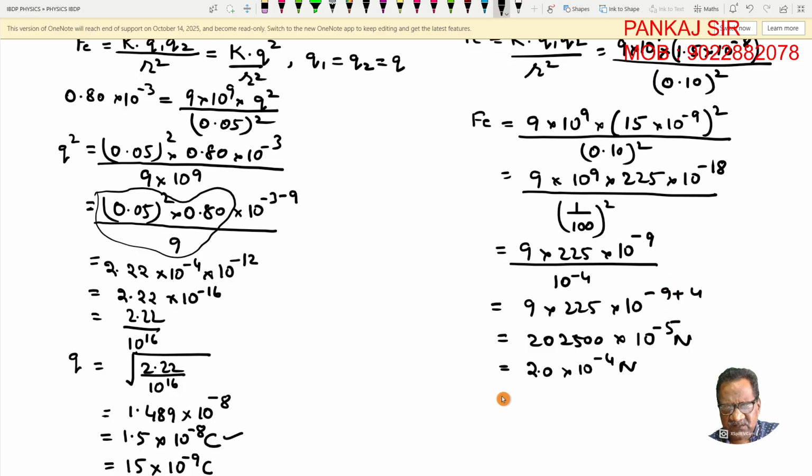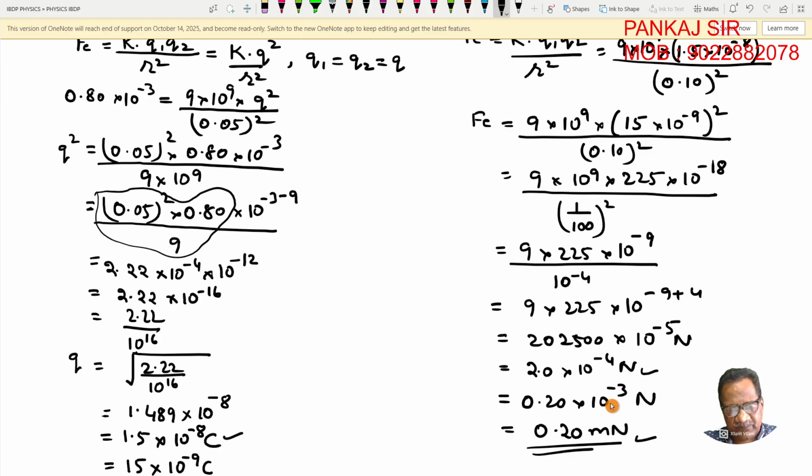Now if you want, you can do one more thing: divide again by 10, so it will become 0.20, and here you multiply by 10, so it will be 10 raised to minus 3 Newton. Now this can be written as 0.20. Instead of 10 raised to minus 3, you can write milli. So even this can be your answer, 0.20 millinewton. Even this is correct. In newtons this will be the answer, in millinewton this will be the answer. So that was question number B1.